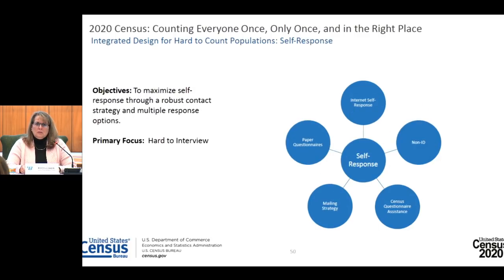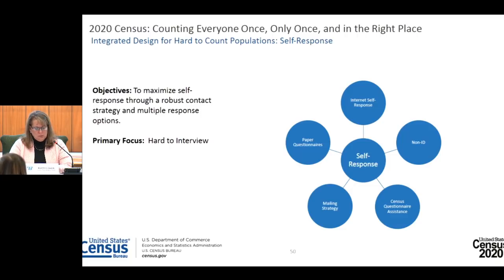Self-response. We stated earlier that our ideal path involves someone receiving their invitation letter, sitting down at a computer or picking up their mobile device, entering and submitting their 2020 census responses as the ideal path. So why are we talking about self-response in relation to hard-to-count populations? Well, there are aspects of our overall self-response design that incorporate efforts to support the enumeration of populations that might otherwise not be enumerated completely and accurately.